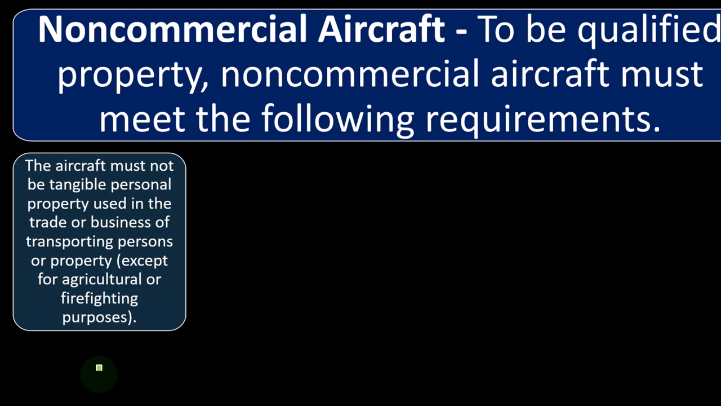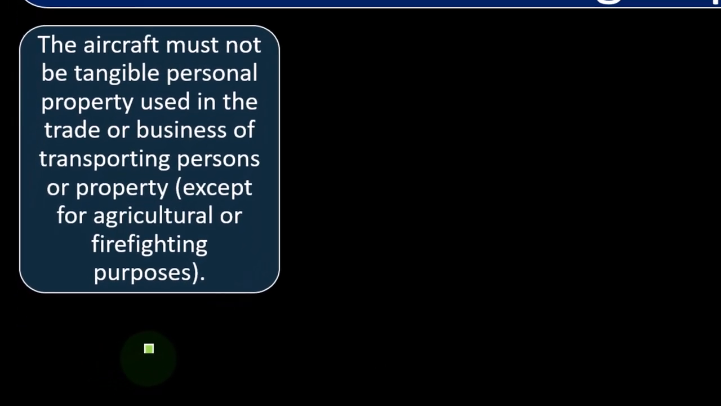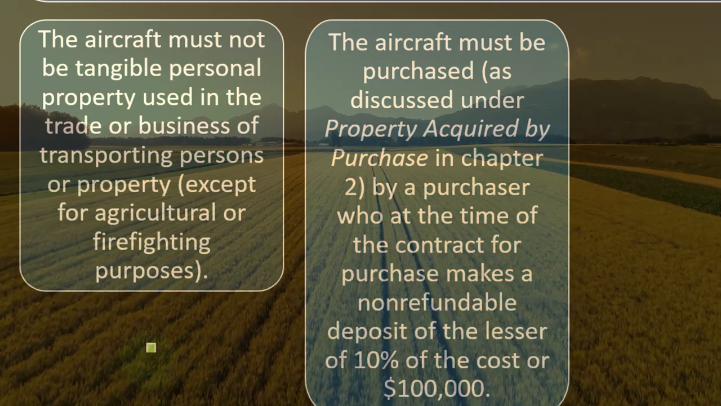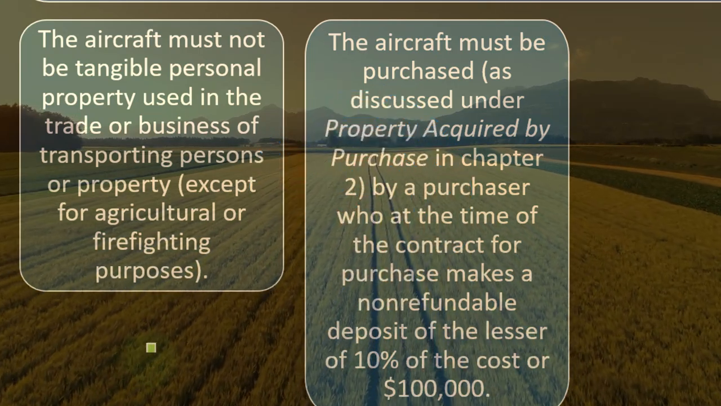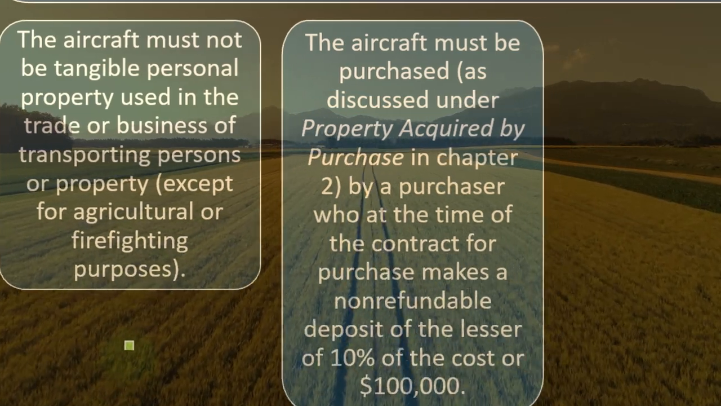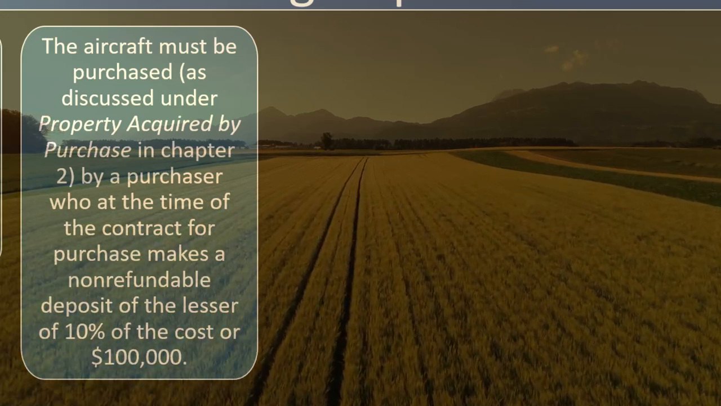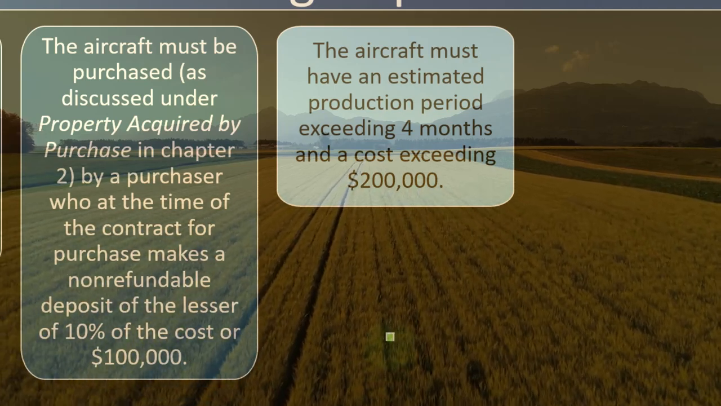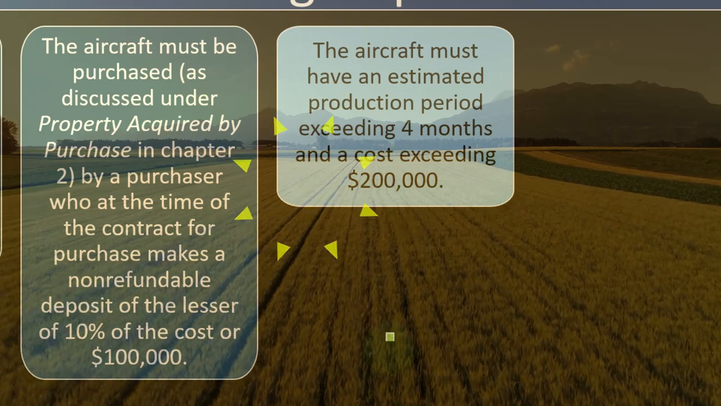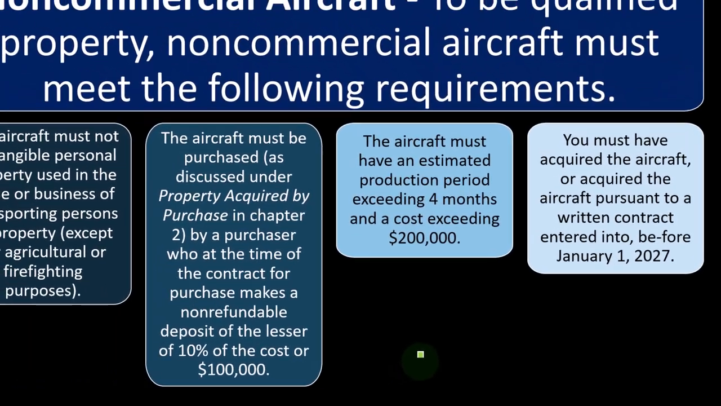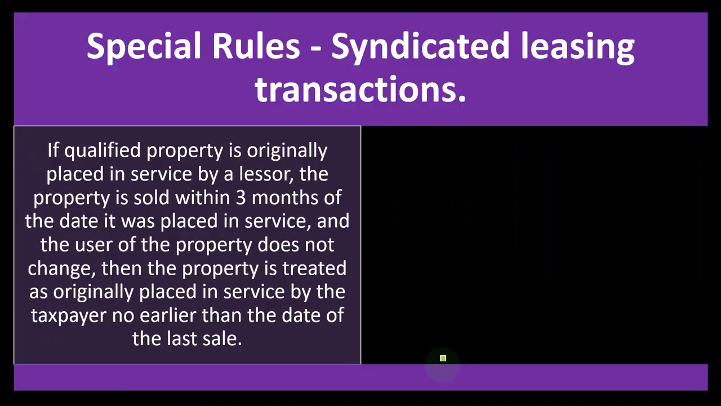The aircraft must not be tangible personal property used in the trade or business of transporting persons or property, except for agricultural or firefighting purposes. The aircraft must be purchased as discussed under property acquired by purchase in Chapter 2, by a purchaser who at the time of the contract for purchase makes a non-refundable deposit of the lesser of 10% of the cost or $100,000. The aircraft must have an estimated production period exceeding 4 months and a cost exceeding $200,000. You must have acquired the aircraft, or acquired the aircraft pursuant to a written contract entered into, before January 1st, 2027.